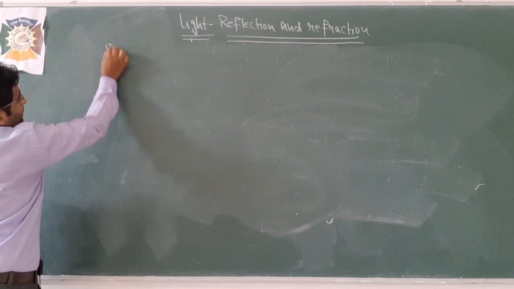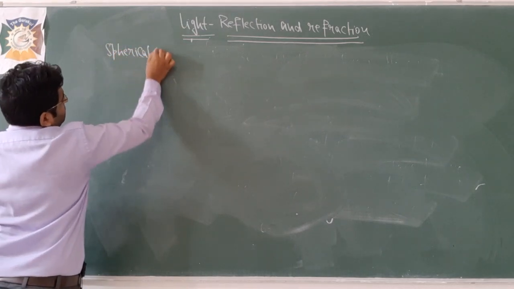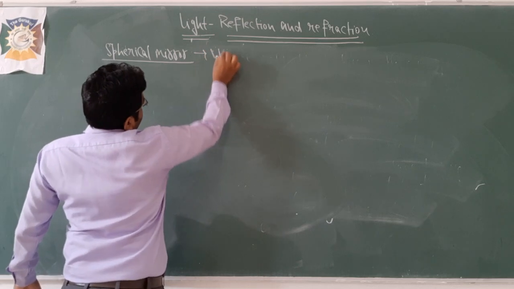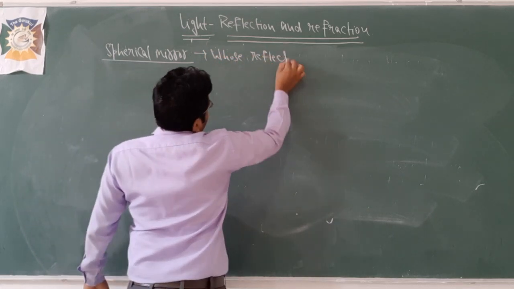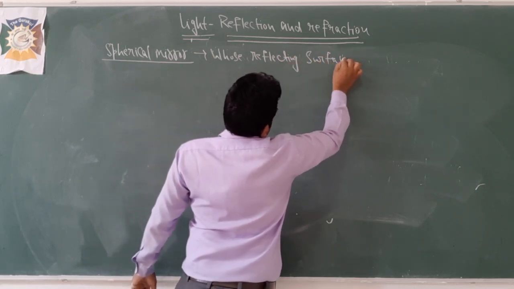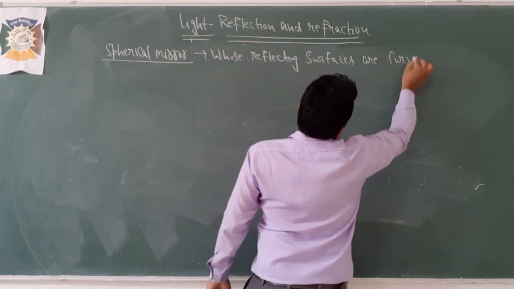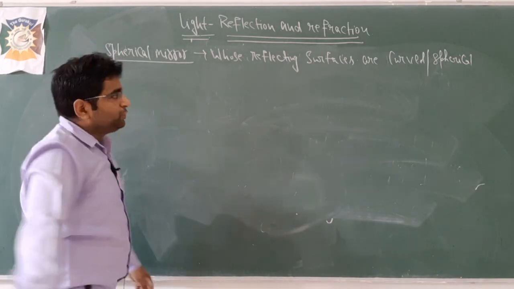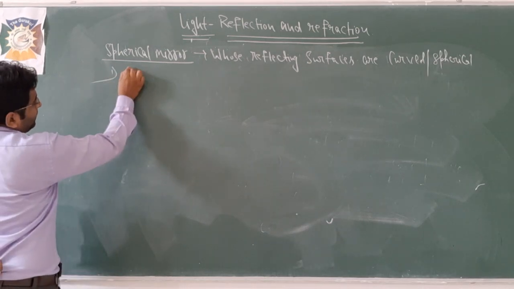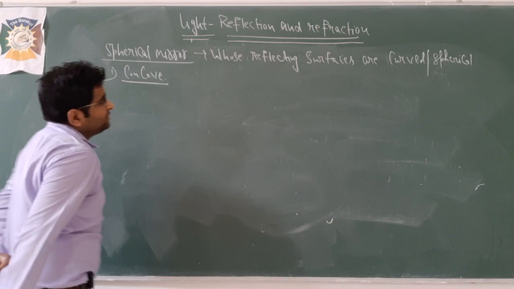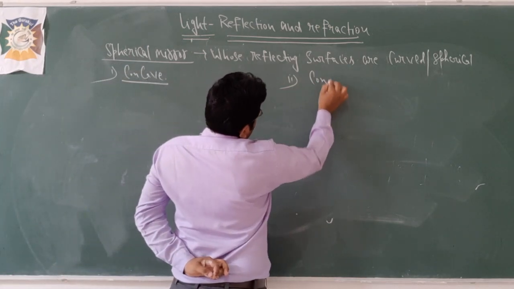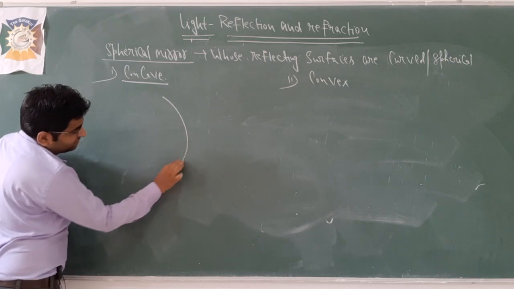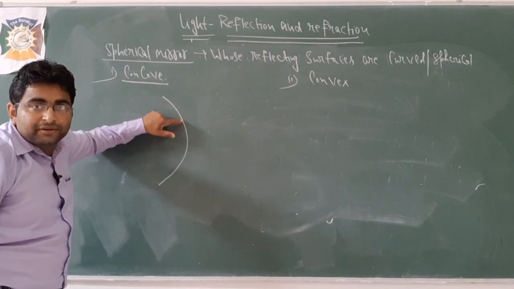Now beta, spherical mirror. Beta, a spherical mirror is one whose reflecting surfaces are curved or spherical in shape. Clear? So two types of mirrors we will study here: first concave, second convex. But a concave, suppose I am drawing a figure in this way, but it is of curved shape. Clear?